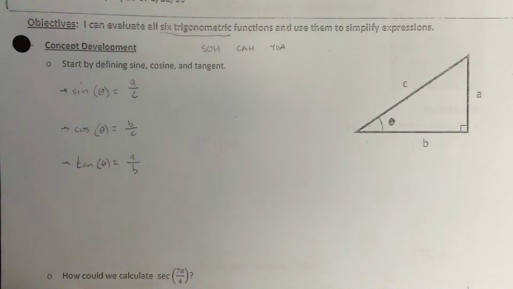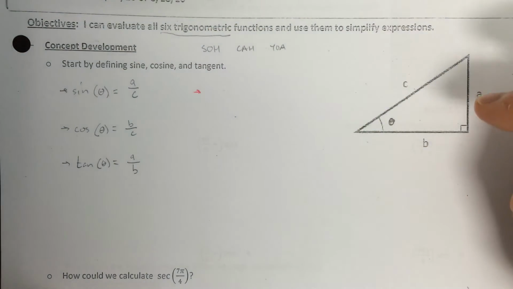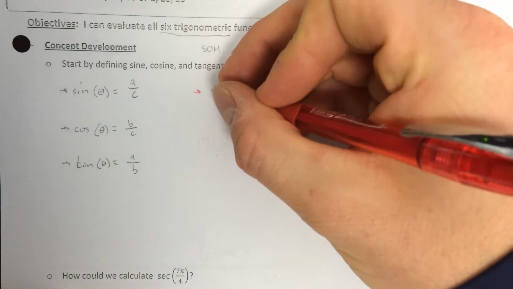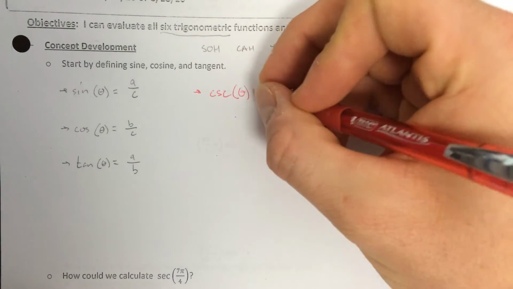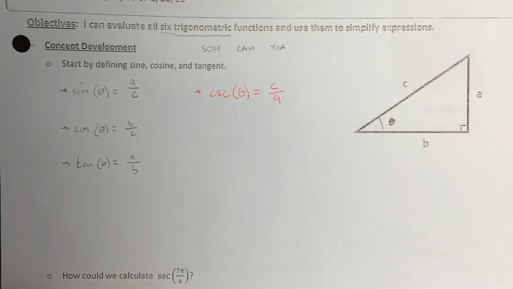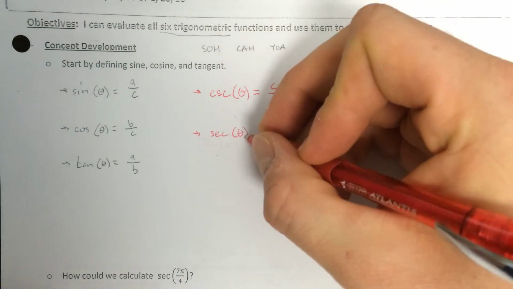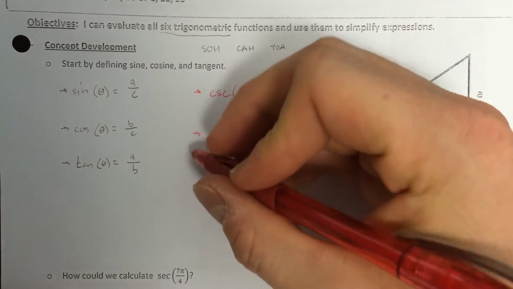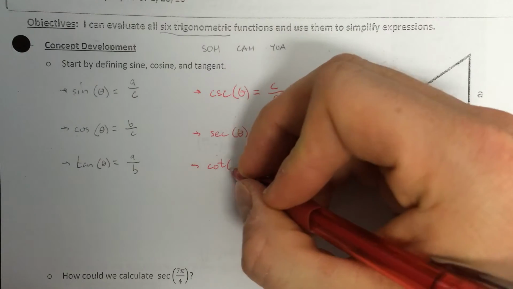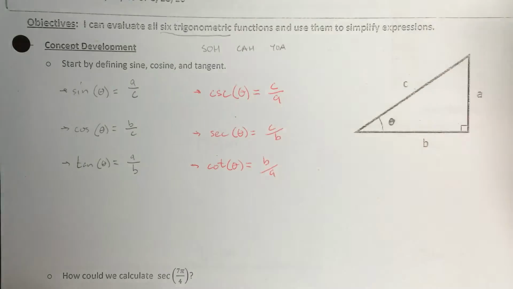Now in class, what we talked about, there's 3 other ones. I'm going to actually write these in red, similar to what I did in class. There's 3 other ratios. The first one that I'm going to write is cosecant, or CSC, of theta. That's going to be C over A, or our hypotenuse over our opposite. Secant of theta is going to be C over B, or our hypotenuse over the adjacent. And cotangent of theta is equal to our adjacent over our opposite.